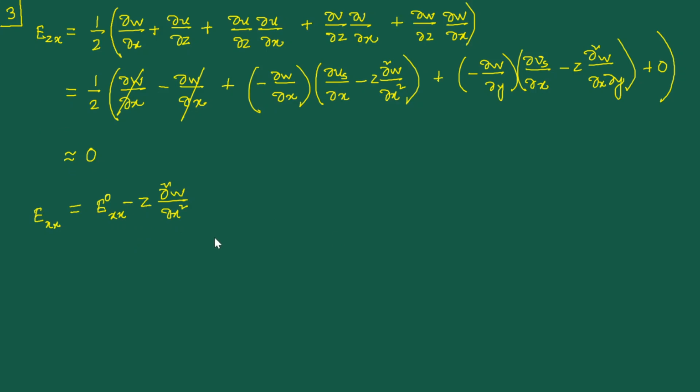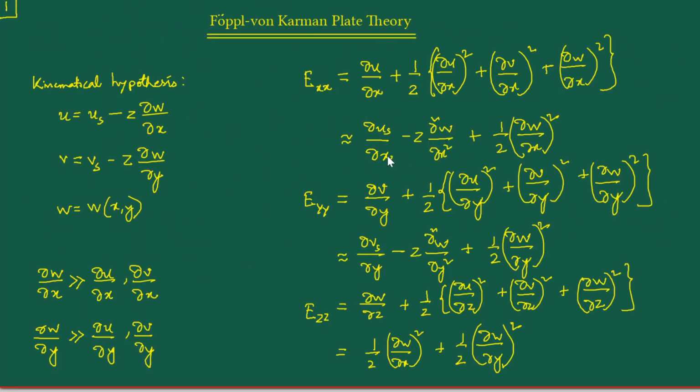So you see what I have done here is within that EXX naught, I have kept these two terms, del US del X plus half del W del X square. So you can just check here. So this first term and this last term, that I have captured within that EXX naught. In a similar fashion for this one, I'll capture this del Vs del Y plus half del W del Y square within a EYY naught.